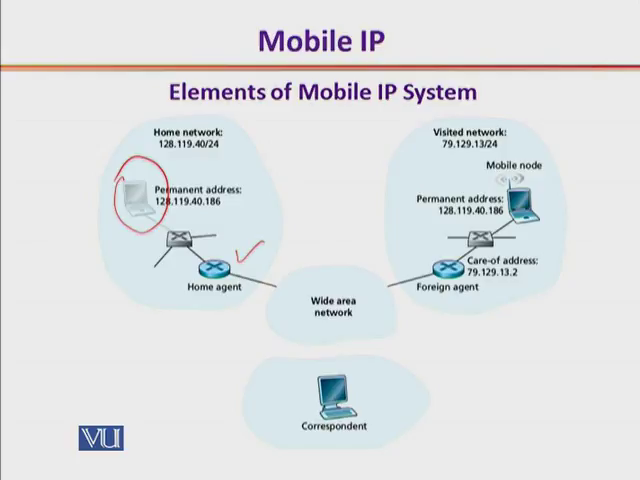Then we have the laptop, which now behaves like a mobile node. It enters a foreign network. This foreign network is called the visited network, which has, say, the IP address range 79.129.13, and of course, it has a certain notation, the subnet mask. Then, on entering, the node is given an IP address through which it is going to operate in this network. That's called the care-of address. The router which is responsible for the guest mobile node within its network is called the foreign agent.